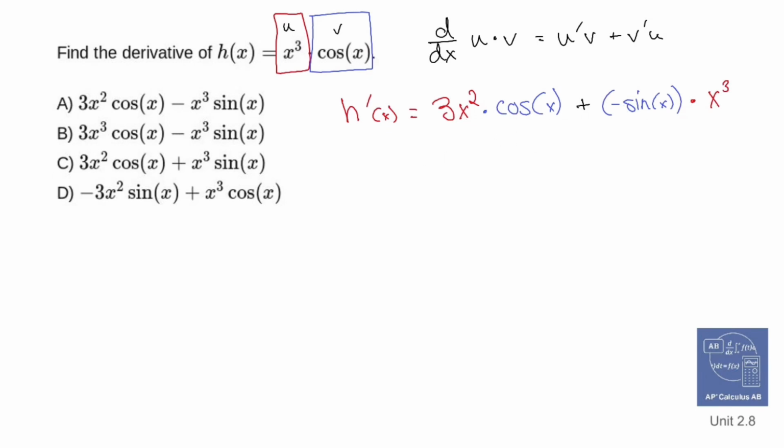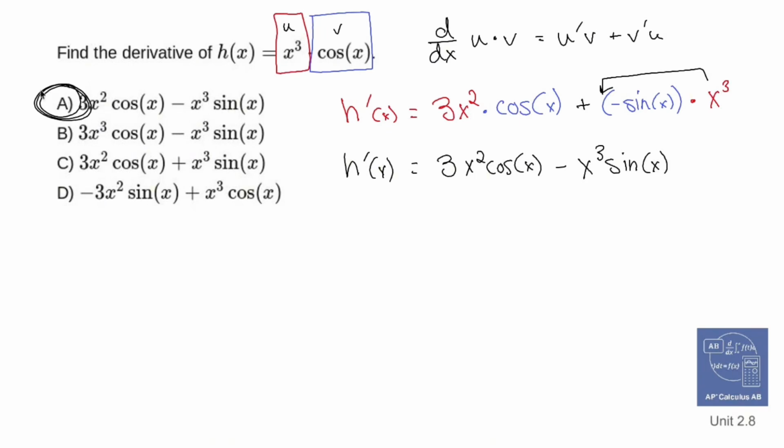And now it's just a matter of cleaning things up. Okay, h prime of x is going to equal 3x squared cosine x plus, let me move this x cubed to the front and also make this whole thing negative, so maybe not a plus. Let's get rid of the plus like that. So let's make it minus x cubed sine x. So 3x squared cos x minus x cubed sine x is going to be our answer.